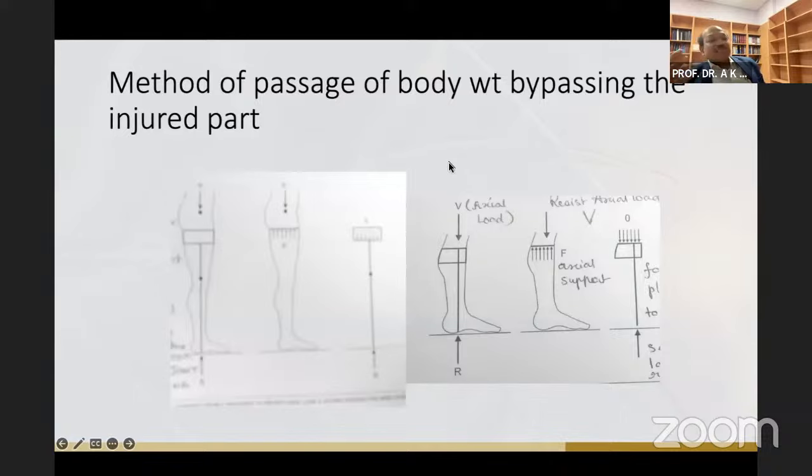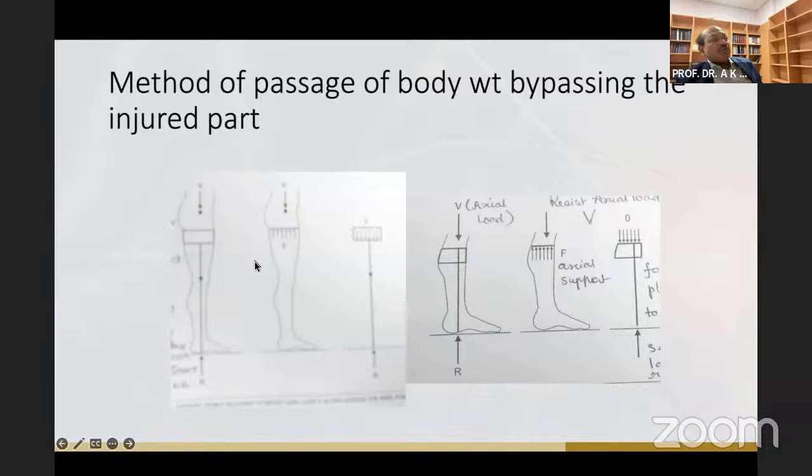Now, if it's a structural deficit, that means we don't want to allow any part of this leg or the knee to bear the weight on this structurally deficient area. So in that case, what will you do? We have to use the orthosis which can bear the weight from the body weight to its interface and directly transmit the body weight towards the ground.